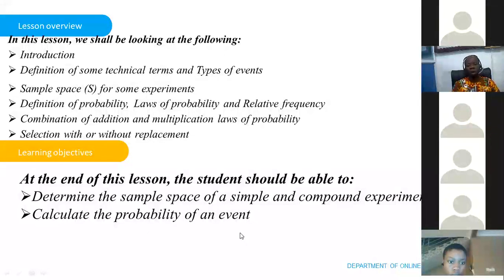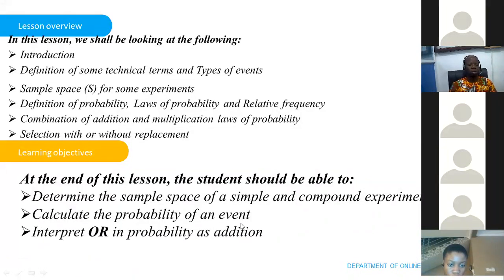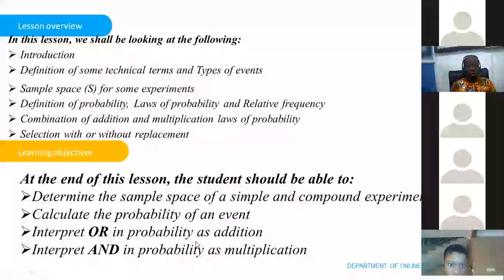We shall go into details of each of these objectives. And then you should also be able to interpret or. When we say or in probability, what does that mean? You should be able to interpret or in probability as addition. You should also be able to interpret and as multiplication in probability.